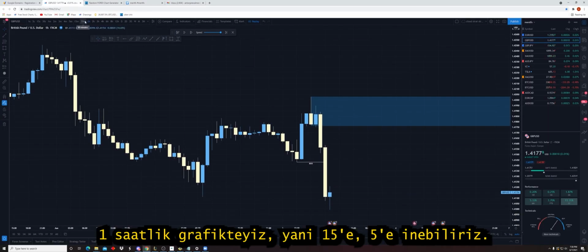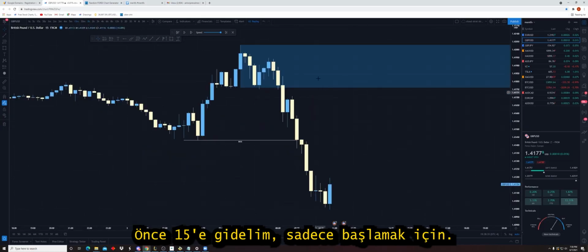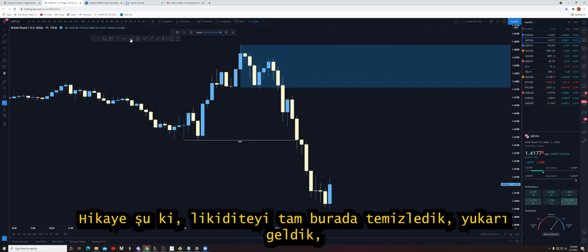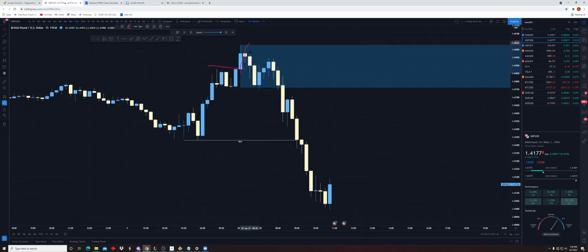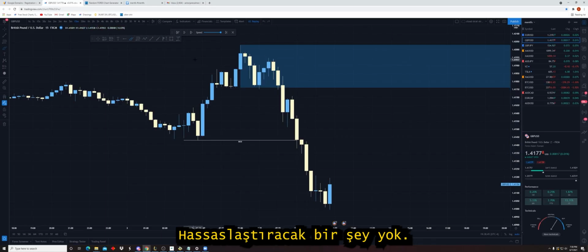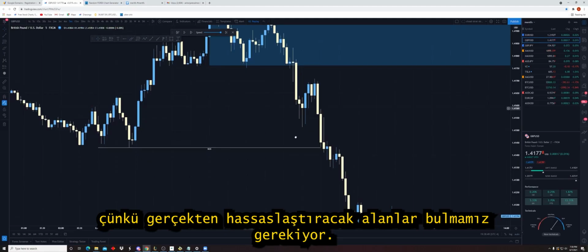So we're on a 1 hour chart, so we can jump down to 15. We can jump down as low as we want, but let's go to 15 first, just to start with. What's the story of liquidity here? The story is we cleared the liquidity right here, came up, came down, tested it, broke down. Nothing really to use. There's nothing to refine, so we should get a little bit lower because we need to find areas to actually refine, okay?